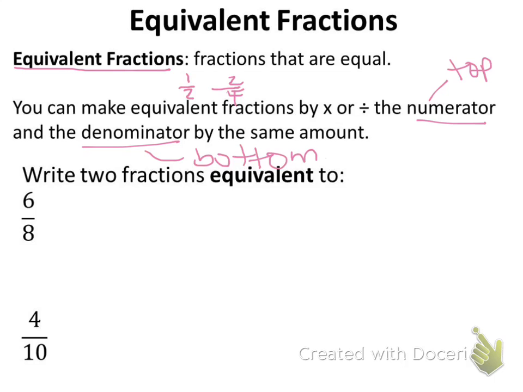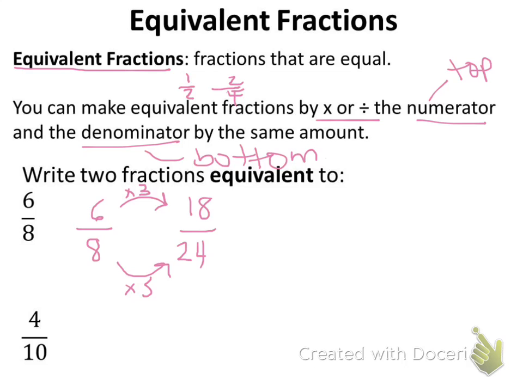We're going to write two fractions that are equivalent to 6/8. Well, in order to find a fraction that is equivalent to 6/8, we need to multiply or divide the numerator and the denominator by the same amount. Let's start by multiplying, and we're going to multiply the numerator times 3. So then I think, what's 6 times 3? 6 times 3 is 18. Whatever I do to the numerator, I'm going to do the same thing to the denominator, so then I have 8 times 3. And my equivalent fraction is 18/24.